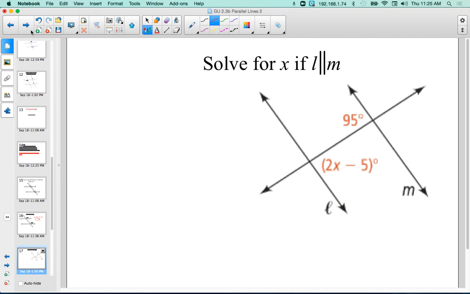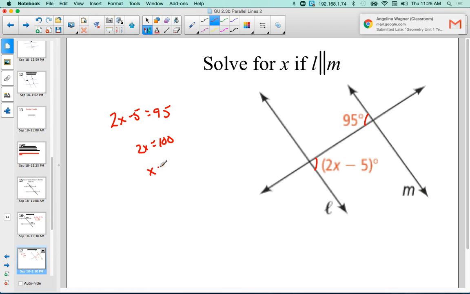All right, here's one where we've got the two angles, this angle and this one. Let's identify the angle pair. Here's our transversal. They're both interior, but they're on different sides. These are alternate interior angles. They are congruent. Let's set up an equation. 2x minus 5 equals 95. Add 5 to both sides. Divide by 2. All right, x equals 50.